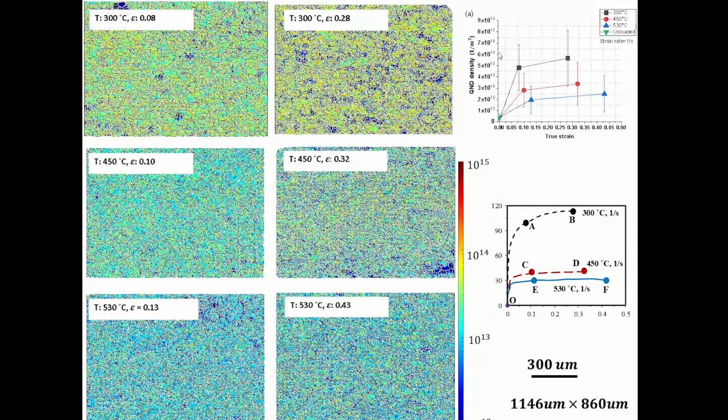So we also quantified the statistically meaningful GND density with respect to true strain levels at the 3 different temperatures. And this is the quantitative result that we hope to get corresponding to the stress strain curve points A, B, C, D, E, F.